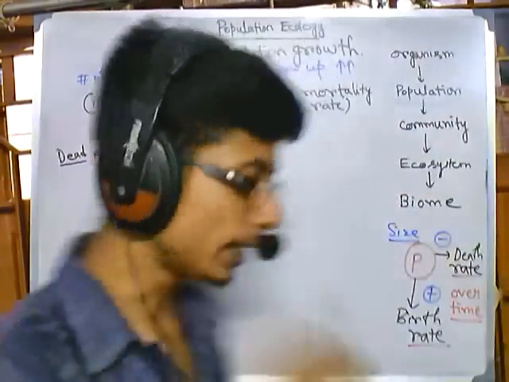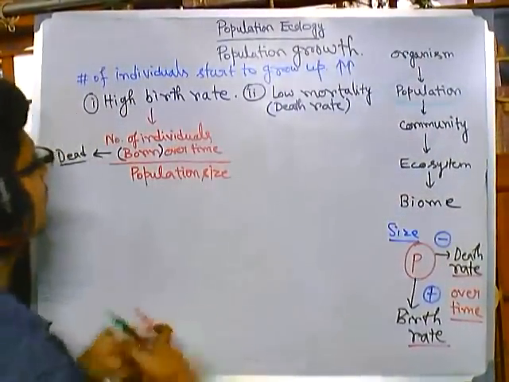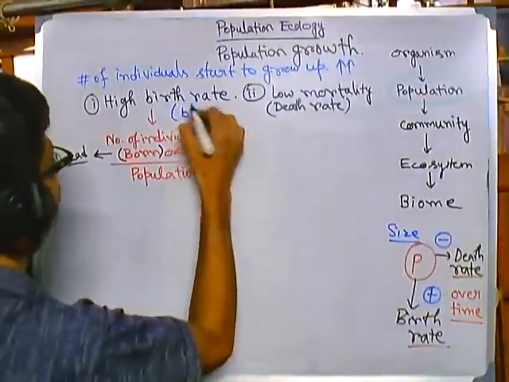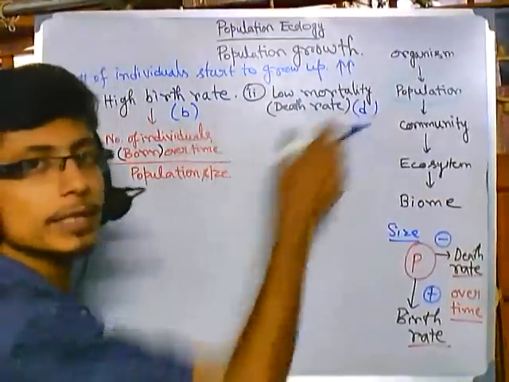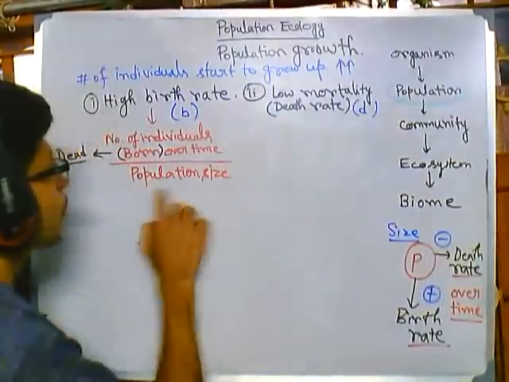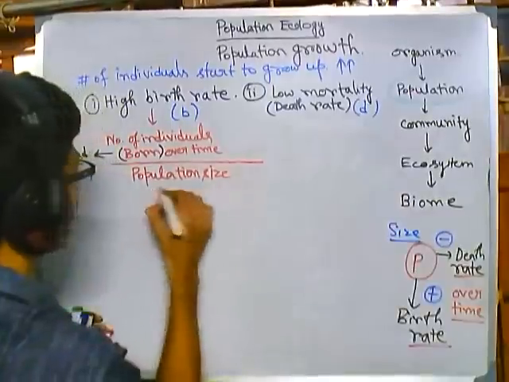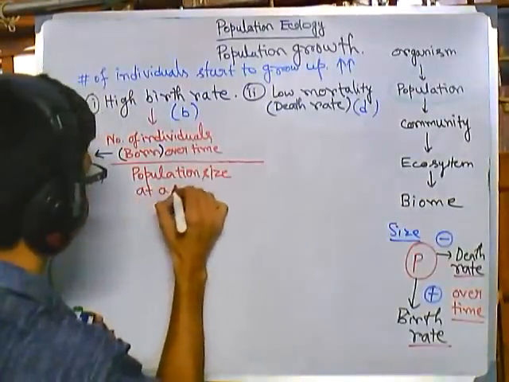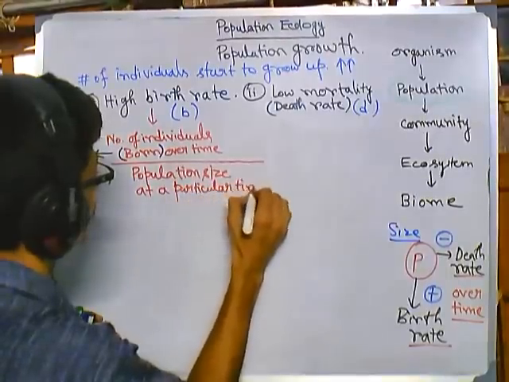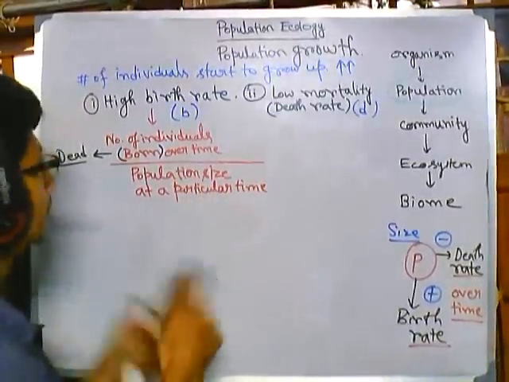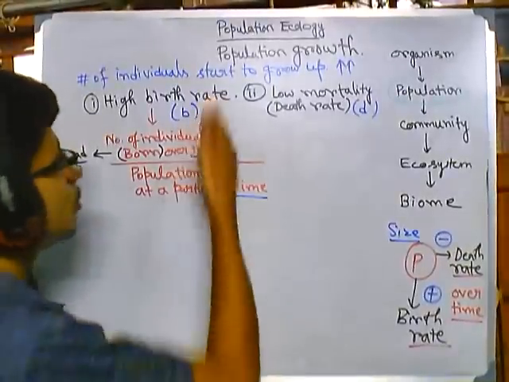Now suppose the birth rate is designated as small b, and the death rate is designated as small d. And we know how to calculate the small b and small d, because we can calculate the population size at a particular time. So definitely I need to write this again, at a particular time. So this is really important, this time factor. So please keep track of this time factor, because this is really important. Okay, so we know how to calculate this b and d.